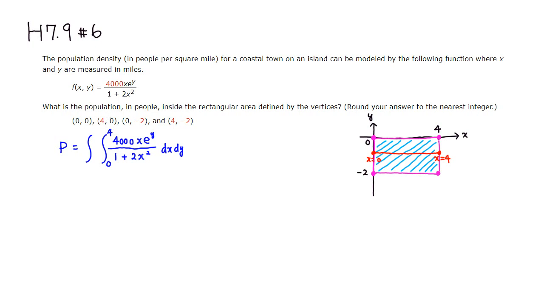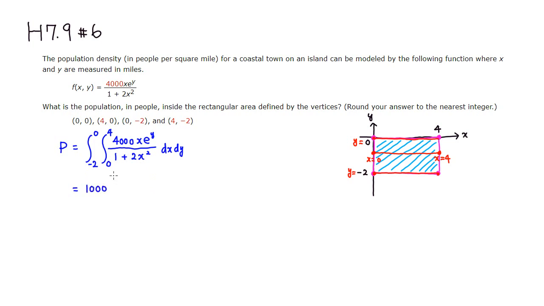So x is going to go from 0 to 4. And then to cover the entire region, y starts from y equals -2, which covers that part, all the way to y equals 0, which covers that. So y goes from -2 to 0. But you can see that x and y can be completely separated in this case. So 4,000 is a number, but I'm going to pull out the 1,000.